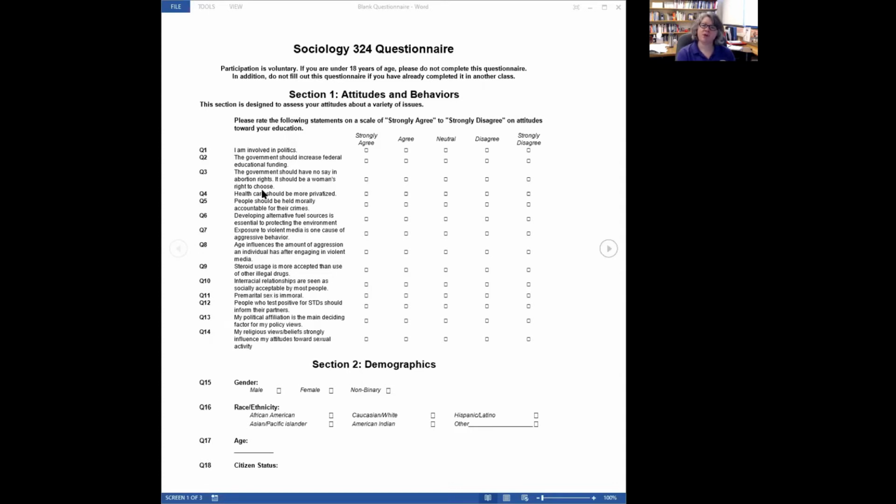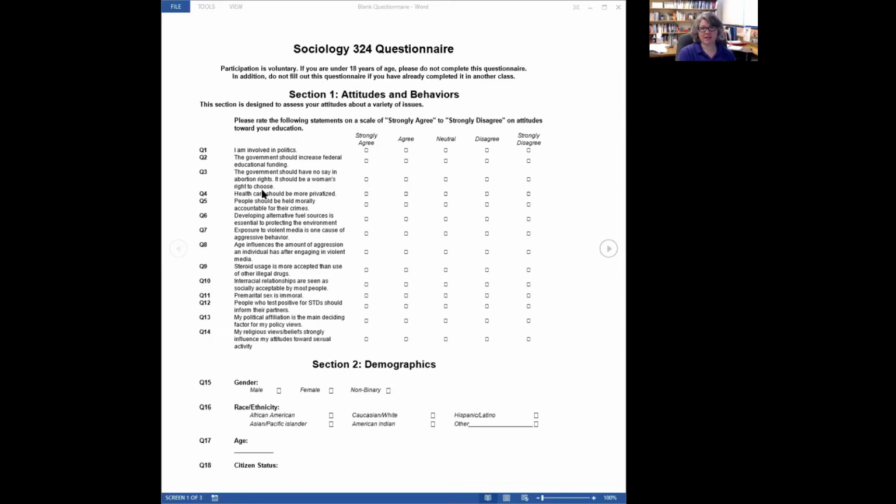So the first set of questions are what we call matrix questions, which means that you have a large number of questions grouped together that have the same set of response categories. So the first question is, I am involved in politics. And it gives you 5 response categories or options: strongly agree, agree, neutral, disagree, and strongly disagree. This is called a Likert scale question, which is named after, I think, the guy named Likert who developed this structure. So this is a Likert question. Whenever you see strongly agree to strongly disagree, strongly approve to strongly disapprove, those are what we call Likert scale questions.